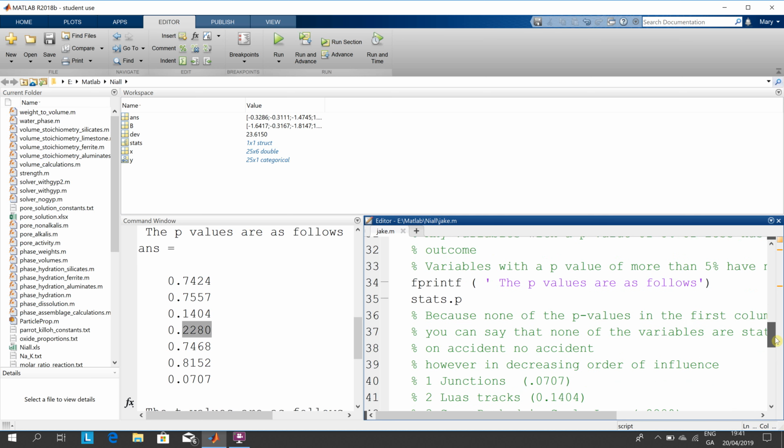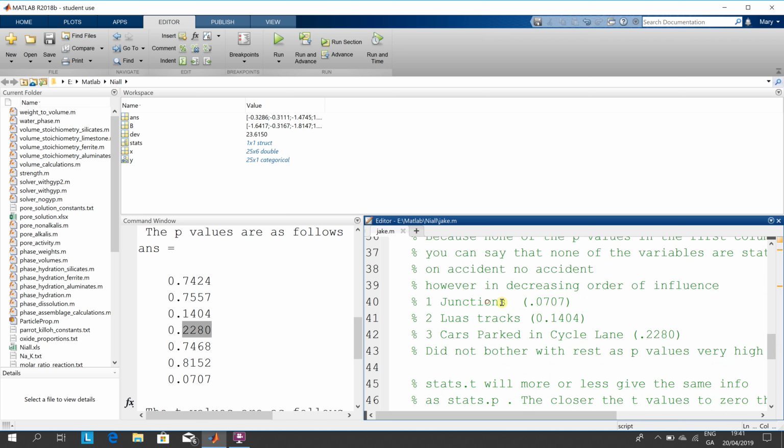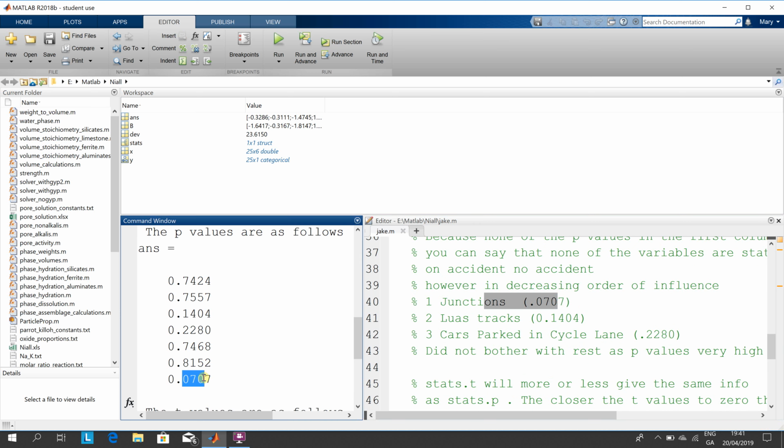So the junctions is 0.0707. Remember, we're saying none of them statistically have a bearing or an influence on the outcome of accident or no accident, but the one most likely to have a bearing or an influence is junctions. The second most is Luas tracks. That's your man here. And the next one up is the cars parked in the cycle lane. I didn't bother with the other ones because the p-values are so high. They're just saying they really have no influence. So I just mentioned that.